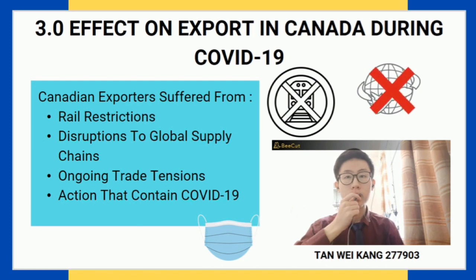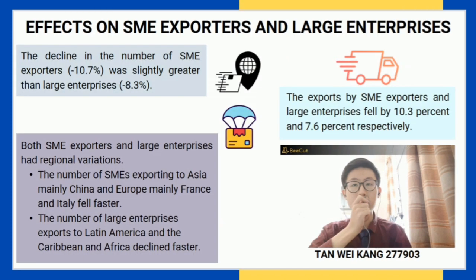Now, I want to present my part, which is the effects on export in Canada during COVID-19. In the first 3 months of the year, Canadian exporters suffered from travel restrictions, disruptions to global supply chains, ongoing trade tensions, and actions to contain COVID-19. Then, there are some effects on SME exporters and large enterprises.